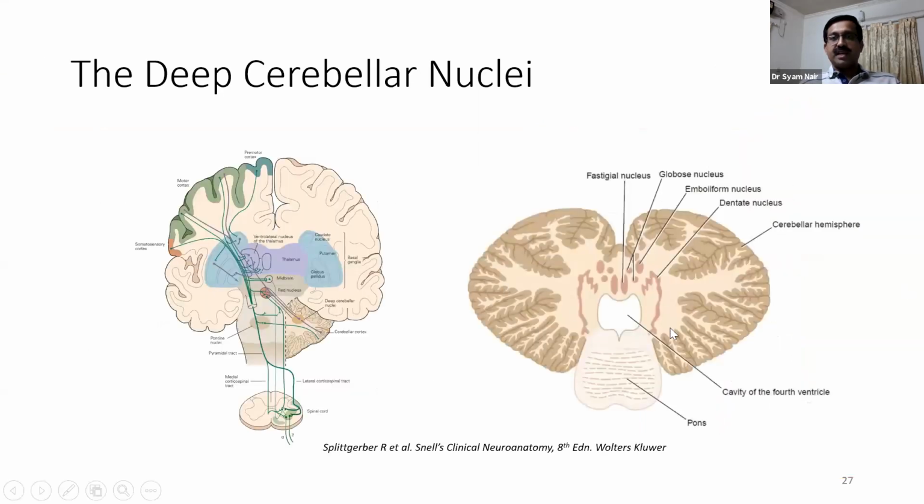And this is a representation of the deep cerebellar nuclei. This is the dentate nucleus. This is the globose and emboliform nuclei. And this is the fastigial nucleus. The dentate nucleus receives the Purkinje cell output from most of the cerebellar hemispheres. The Purkinje cell output from the vermian and paravermal regions comes to the globose and emboliform nuclei, and from the flocculonodular lobe it comes to the fastigial nucleus. Part of the flocculonodular lobe output goes directly into the vestibular nucleus, bypassing the deep nuclei.